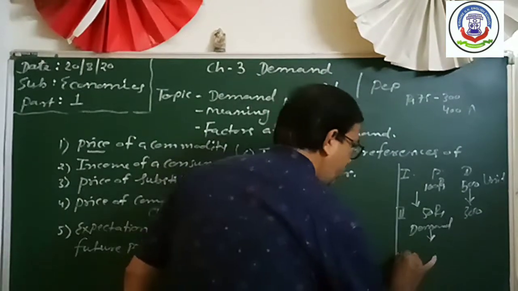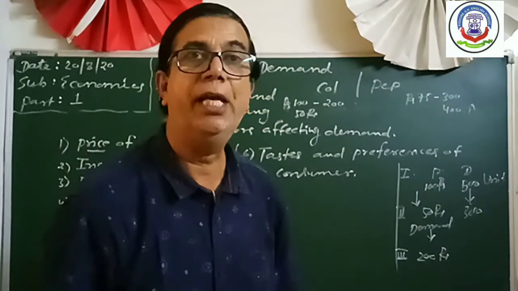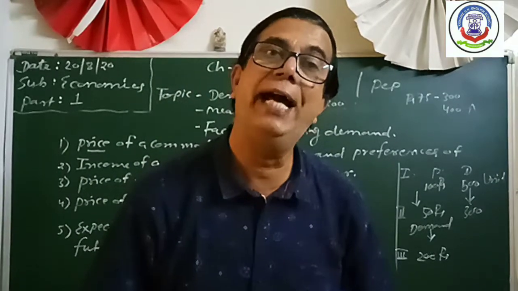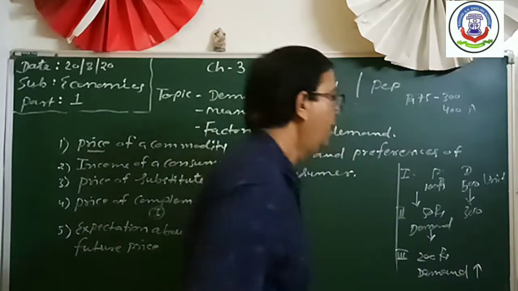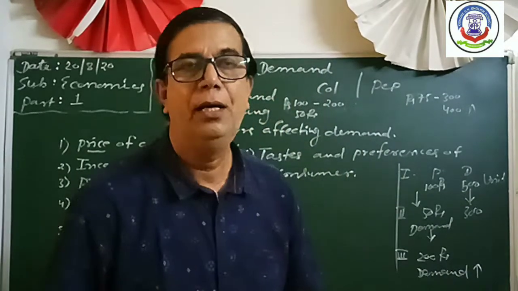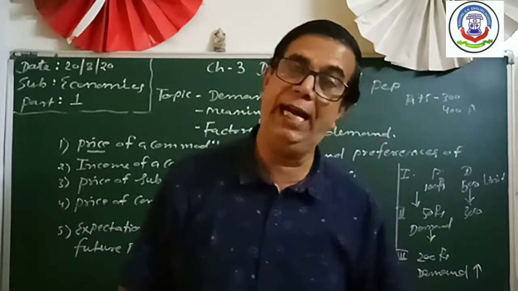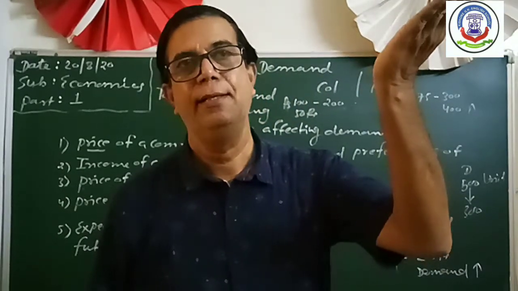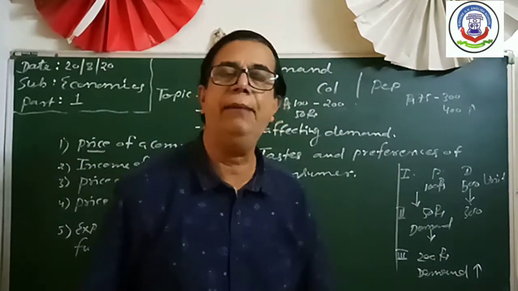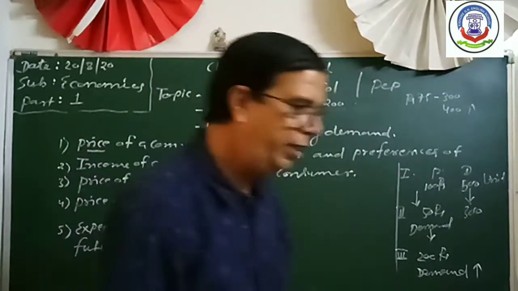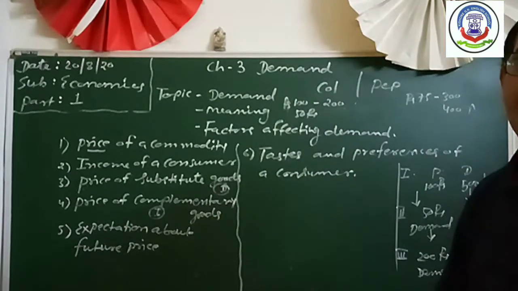And suppose in the third situation, your expectation is that the price may increase from 100 to 200 rupees. You think next week the price may be 200, so at present you increase the demand. So there is a direct relationship between the expected future price and demand. If you think the price will increase in future, then present demand increases. And if you think the price will decrease in future, the present demand decreases.